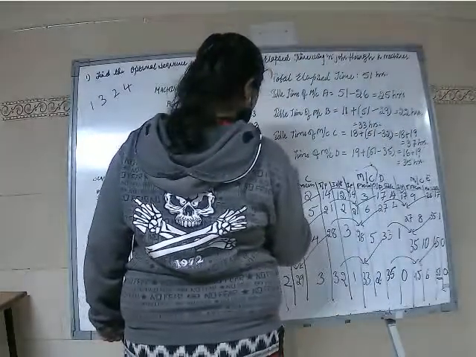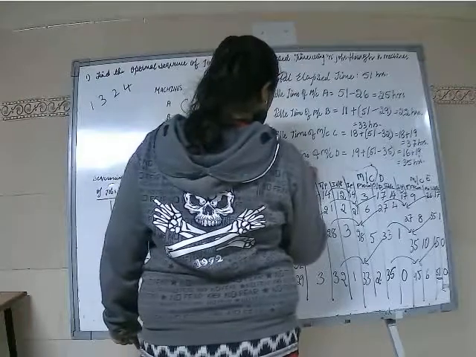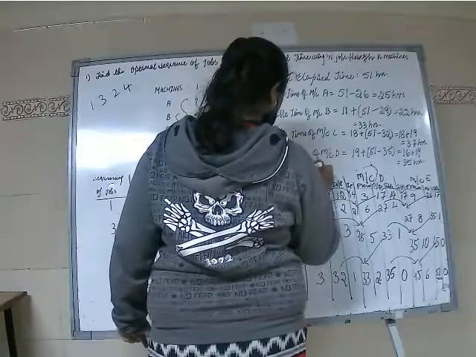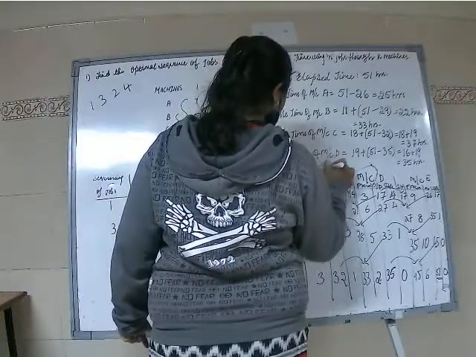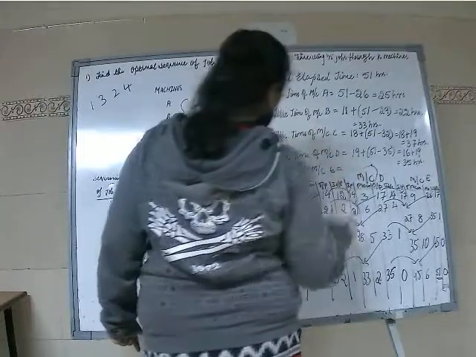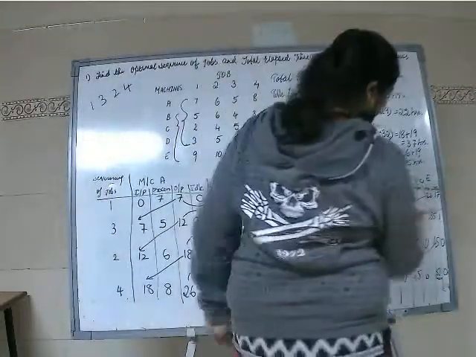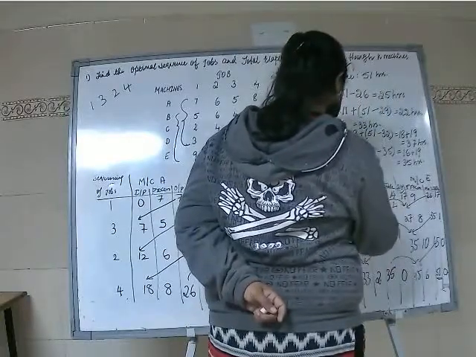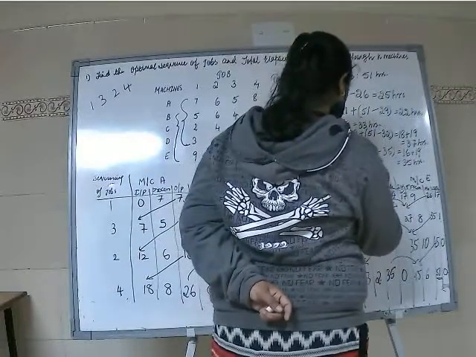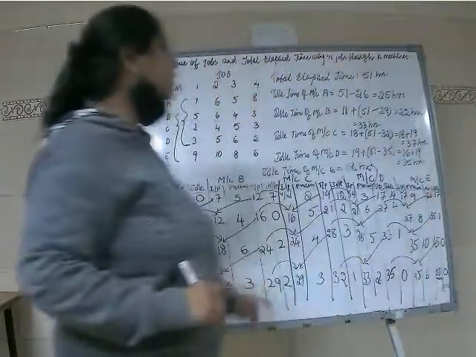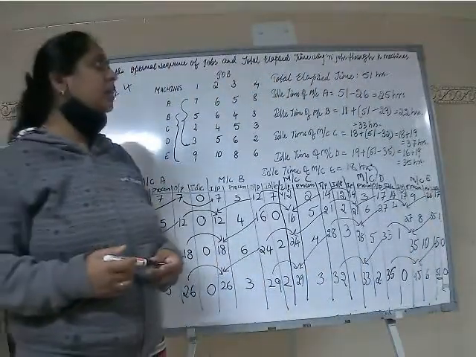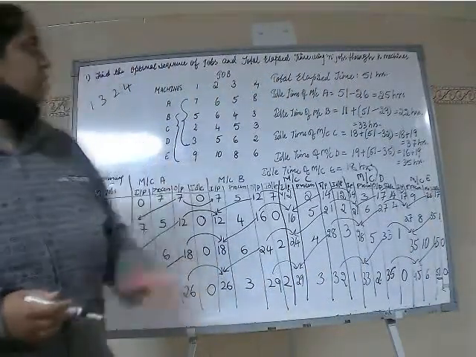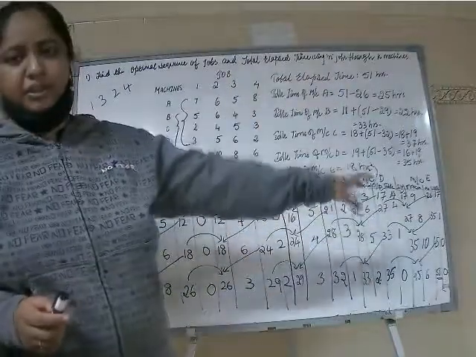Idle time of machine E is equal to, you just add these values, 17 plus 1, it is 18 hours. So this is how you need to calculate for the sequencing problems using N jobs through K machines.